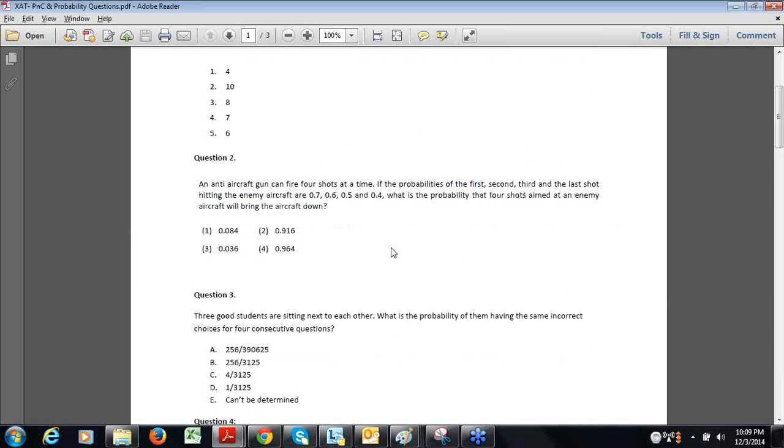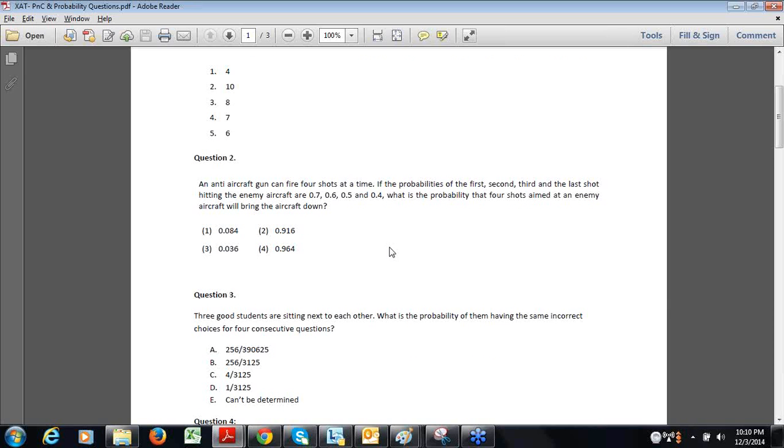Second question. An anti-aircraft gun can fire 4 shots at a time. If the probabilities of the first, second, third and the last shot hitting an enemy target are 0.7, 0.6, 0.5, 0.4, what is the probability that the 4 shots aimed at an enemy aircraft will bring the aircraft down?